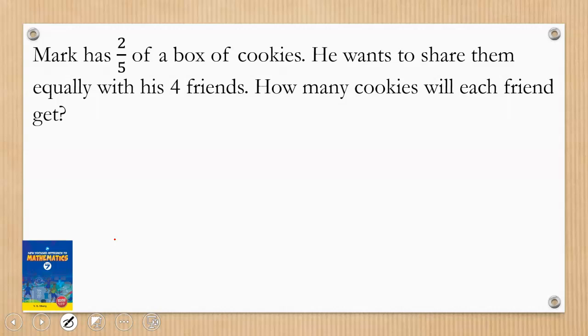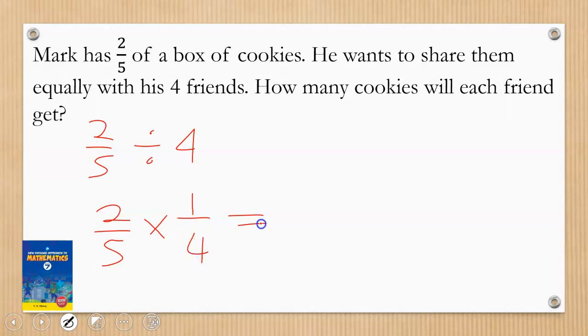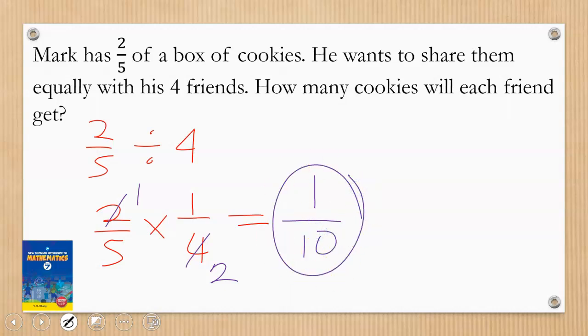Now let's look at this one. Mark has 2/5 of a box of cookies. He wants to share them equally with 4 friends. How many cookies will each friend get? So 2/5 is going to be divided among 4 friends. Once again, we have 2/5, and when we change this to multiplication, we have 1/4. Again, 2 can divide 2 as 1, and 2 can divide 4 as 2, and so we have 1/10. That means each friend will get 1/10 of the box of cookies.